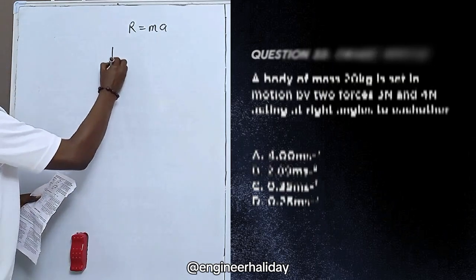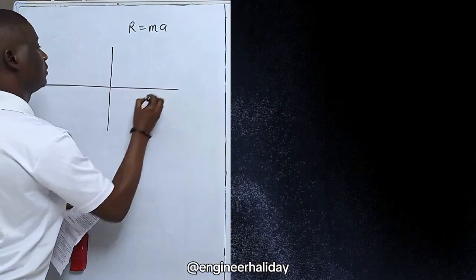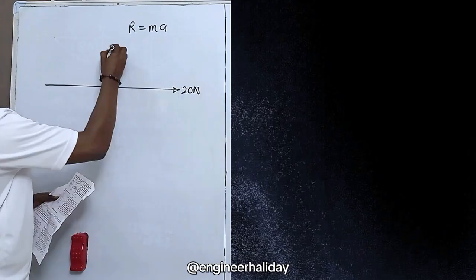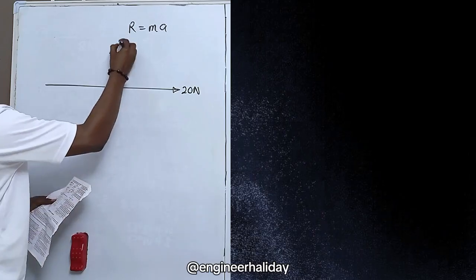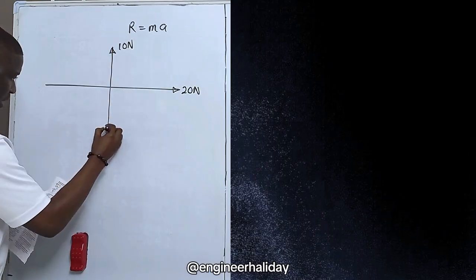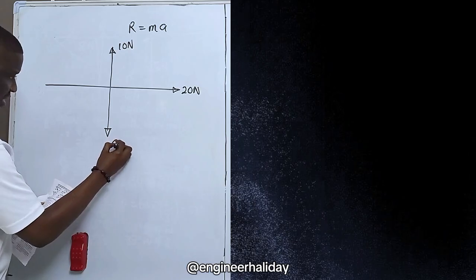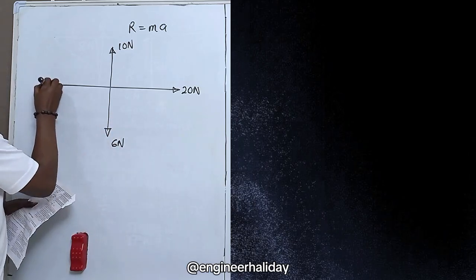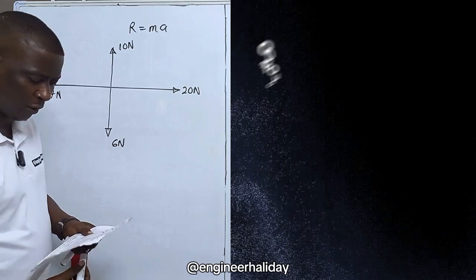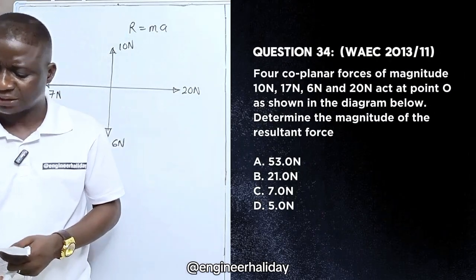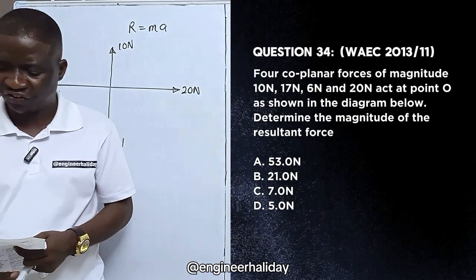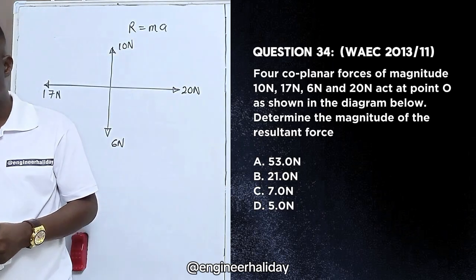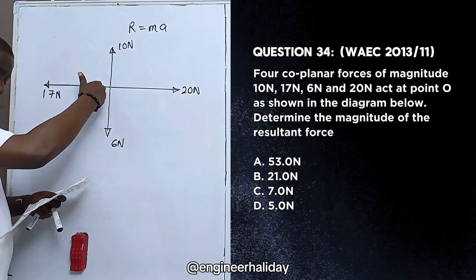Now we have a diagram here. One is 20 Newton, the other one is 10 Newton, and the down one is 6 Newton, as given to us. Then this is 17 Newton. This is the diagram. They say 4 coplanar forces of magnitude 10 Newton, 17 Newton, 6 Newton, and 20 Newton act at a point as shown in the diagram on the board.